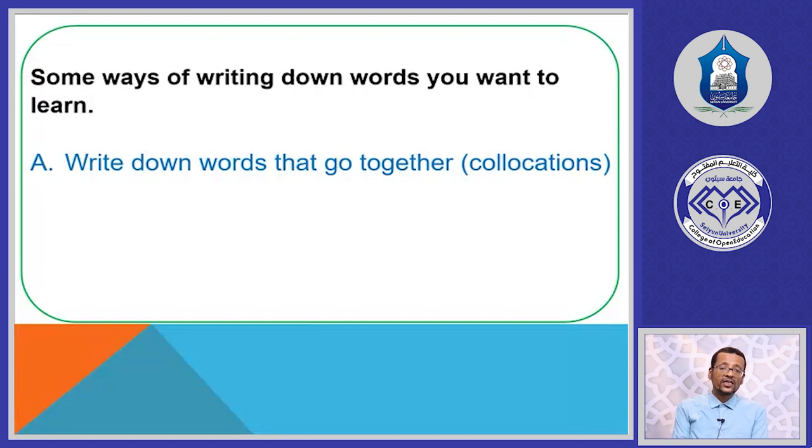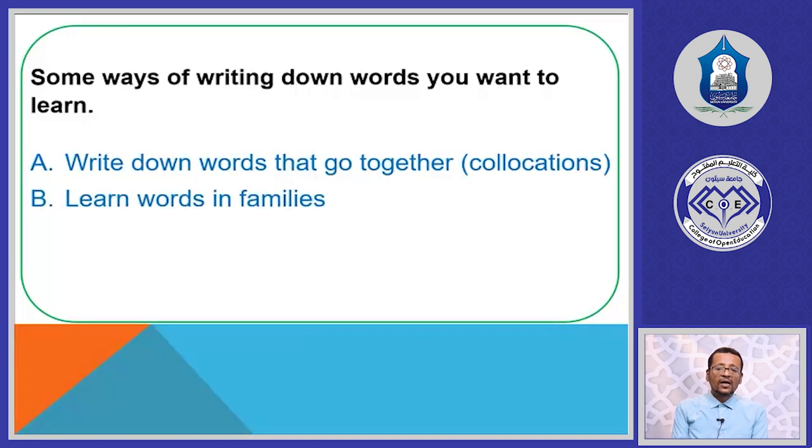In English, we have certain words that always go together. For example, when you say seat, there are words that come with seat, like a seat in a plane. So we have different seats. We have a front seat, back seat, aisle seat, window seat, car seat, and different types of seats. So we use these words together, and this term is called what? Collocation.